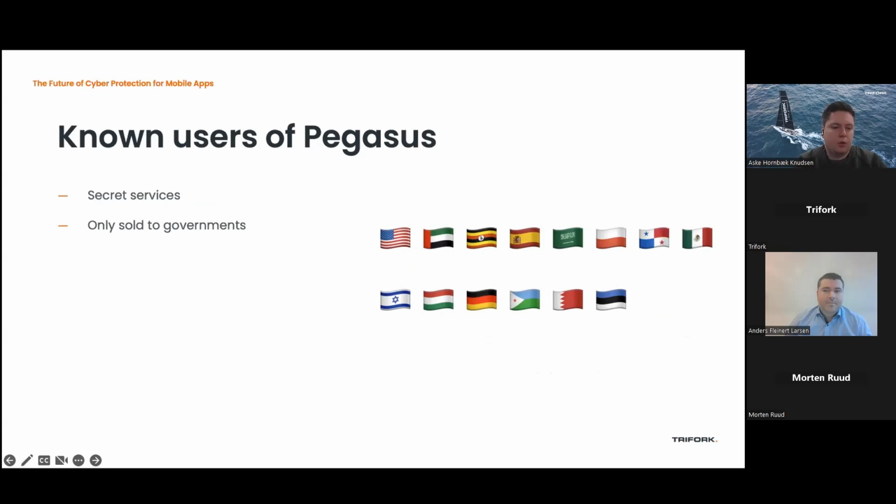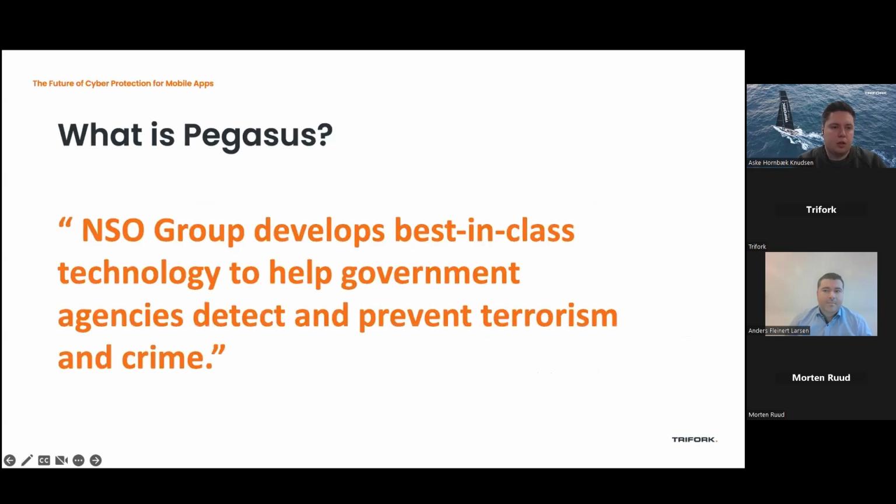So what is Pegasus? Now we know who uses it, who owns it, and the targets. It's a best-in-class technology to help government agencies detect and prevent terrorism and crime. But what we see is that Pegasus is a very, very powerful spyware developed by an Israeli group called the NSO Group. And it's not just an everyday trivial keylogger. It's very powerful, very sophisticated, and it requires an export license from the Israeli Ministry of Defense, just as if it was a weapon. It's only sold to governments and government agencies with the intention to detect and prevent terrorism.